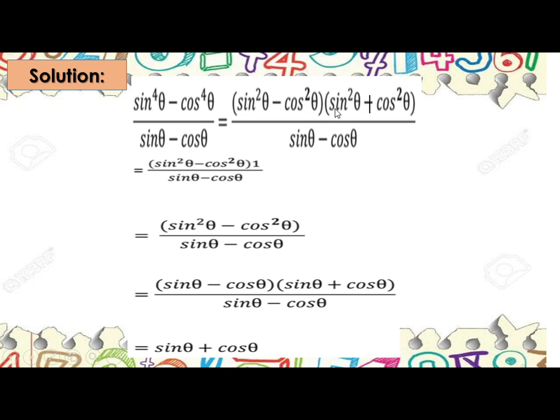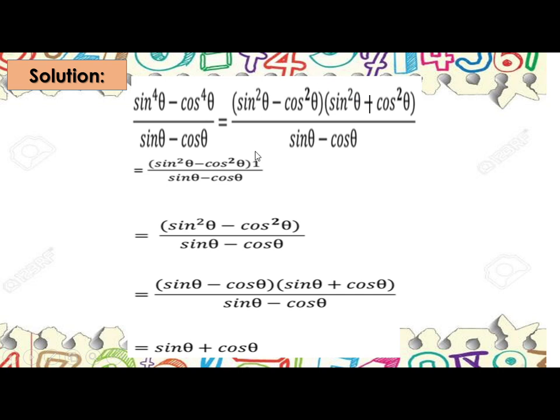And we all know that sine squared theta, as what I have discussed to you kanina, if we're going to add sine squared theta plus cosine squared theta, that is actually equivalent to 1, as stated in the Pythagorean identities, isn't it? That is equally equivalent to 1. This one is not equivalent to 1 because we have here a minus, okay?